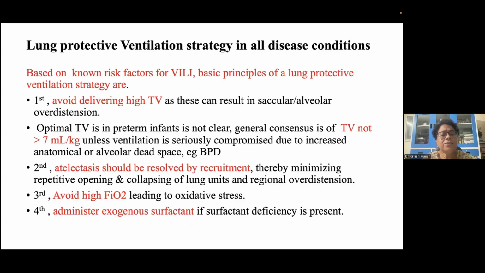Secondly, atelectasis should be avoided or resolved by recruitment, thereby minimizing the repetitive opening and collapsing of lung units and regional overdistension. So we need to put appropriate PIP for this. Then we need to avoid high FiO2, because this can lead to oxidative stress. And in conditions where there is need for exogenous surfactant, it should be administered not only for respiratory distress syndrome, but also in other conditions like meconium aspiration syndrome or severe pneumonia where there is destruction of surfactant. This, when administered, would help in managing these patients appropriately.